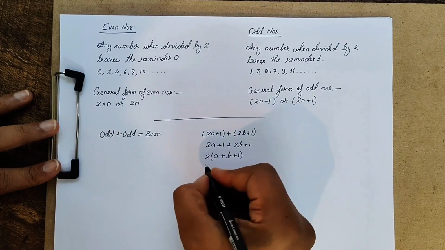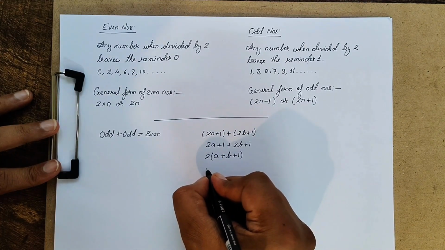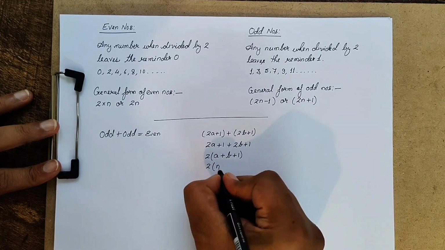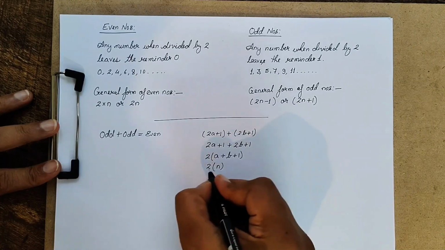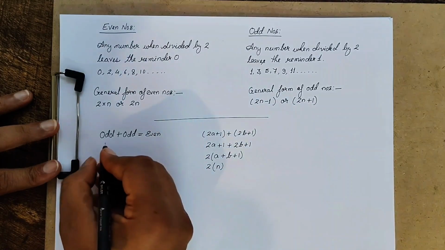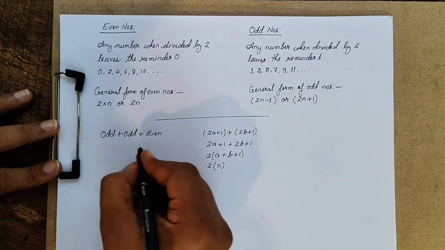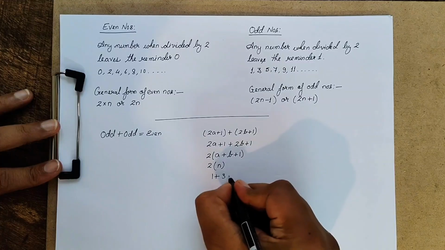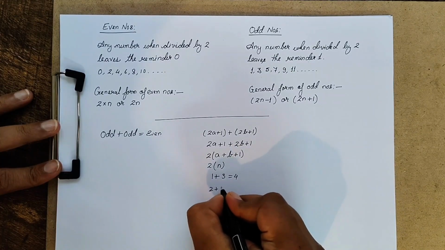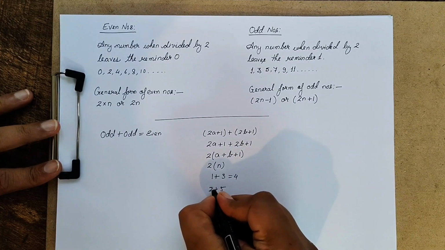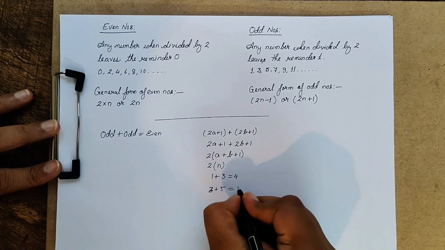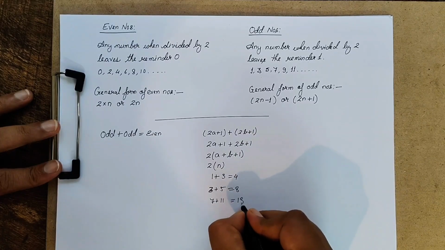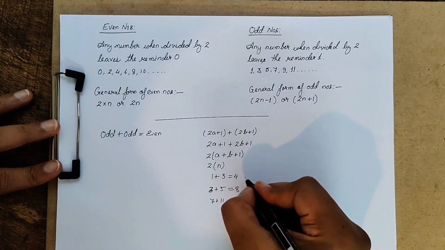Now any number multiplied by 2 is always even. So here we can take a plus b plus 1 as our n. So this is 2 into n, and any number multiplied by 2 is even. So we can say that odd plus odd is even. Another way of simply saying it: 1 plus 3 gives us 4, 3 plus 5 gives us 8, 7 plus 11 gives us 18. So the addition of two odd numbers simply gives us an even number.